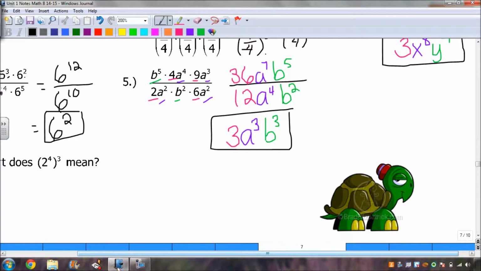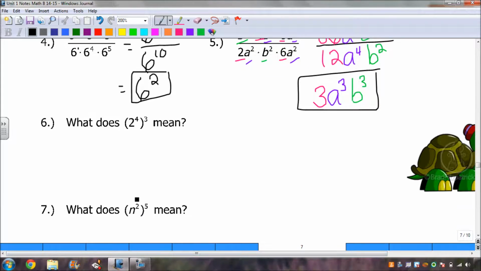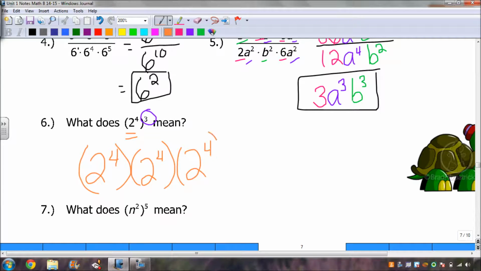All right, so now let's move on to something new. What does 2 to the 4th power all raised to the 3rd power mean? Well, 2 to the 4th power, you know, is just 2 times 2 times 2 times 2, right? But if I'm raising it to the 3rd power, it means I'm going to take 2 to the 4th power and multiply it by itself 3 times. So it's going to be 2 to the 4th power times 2 to the 4th power times 2 to the 4th power, which, remember, you can always just add your exponents. So 4 plus 4 plus 4 is 2 to the 12th power.